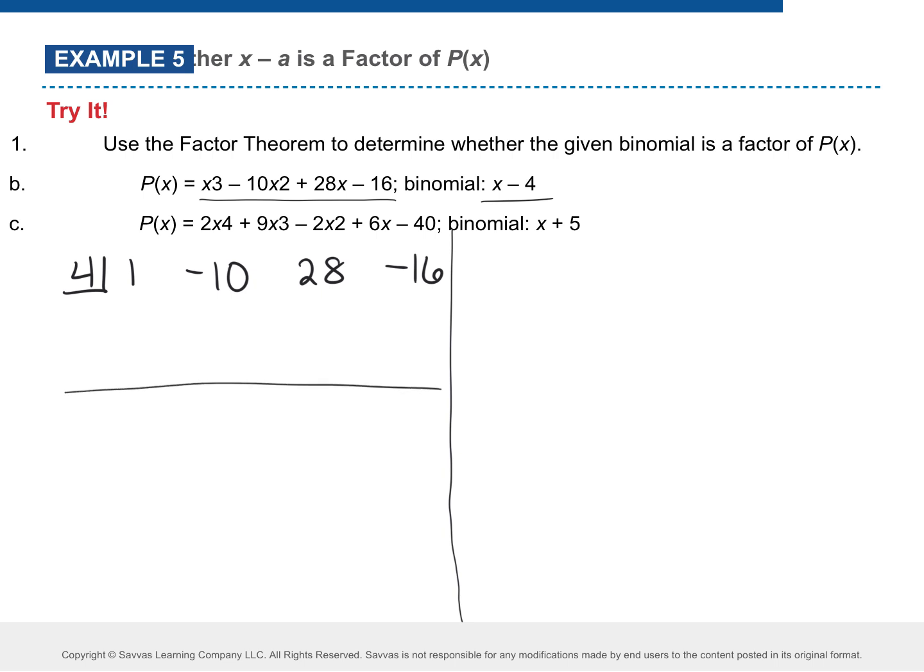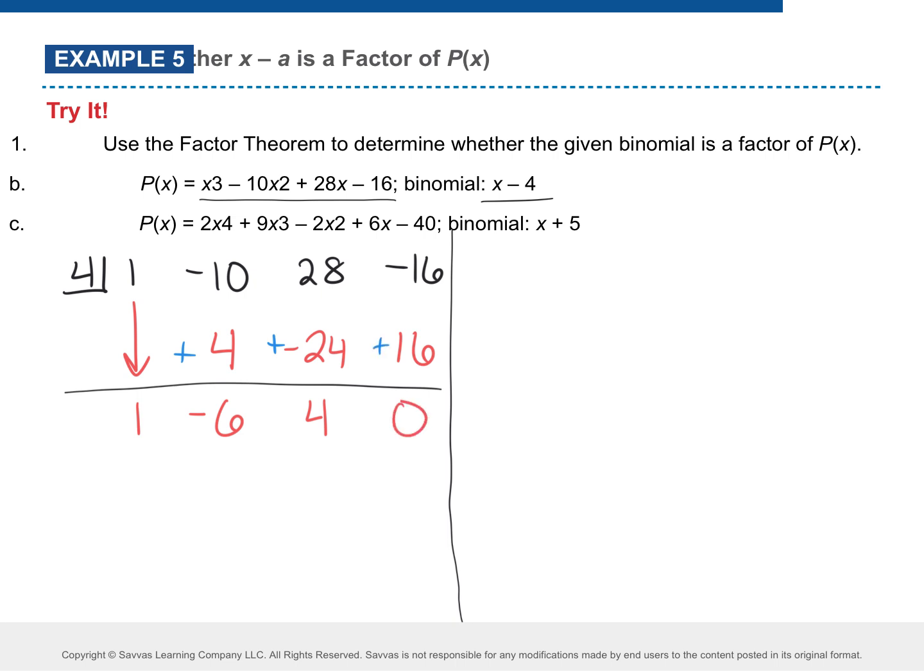What do I do first? Drop the 1. Times it by 4. 1 times 4 is 4, so then I add these together. Negative 10 plus 4 is negative 6. 4 times negative 6 is negative 24. Add those together, I get 4. 4 times 4 is 16. Add those together, I get 0.